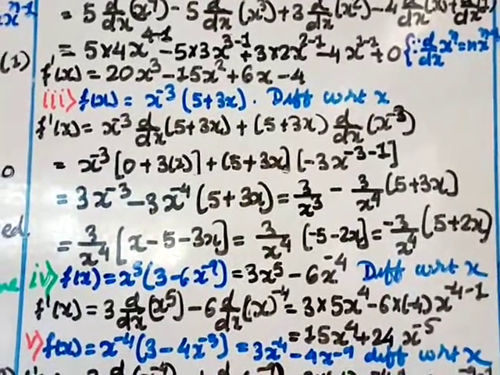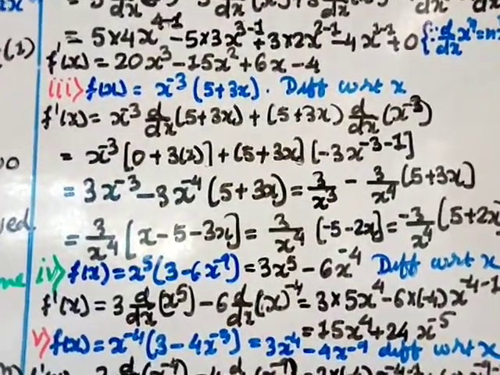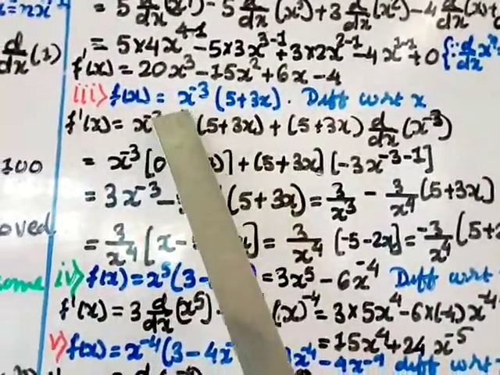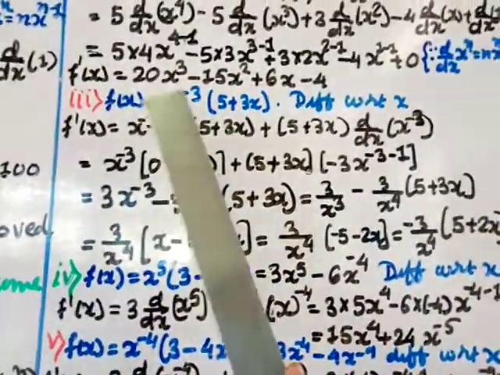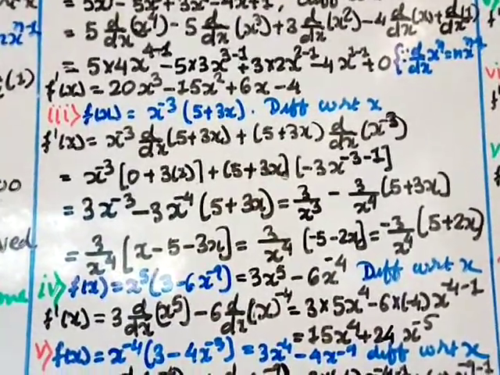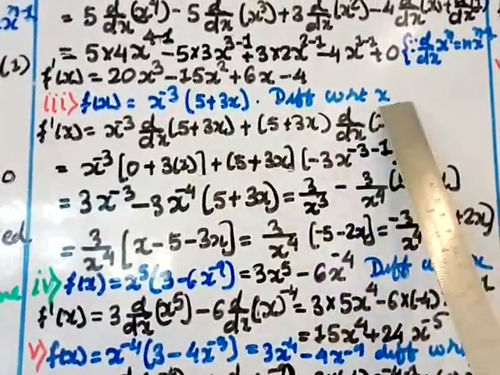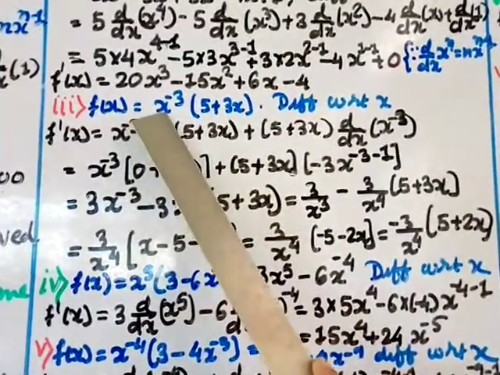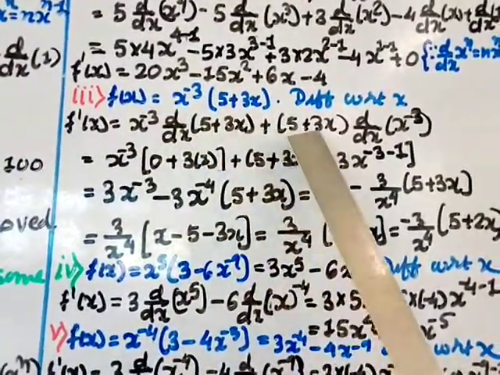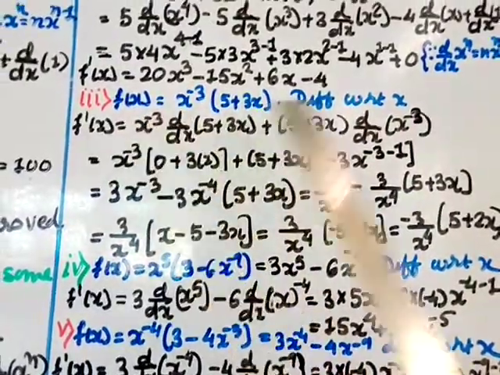Roman number 3, f x is equal to x power minus 3 into 5 plus 3x. So what we will do is, I will use u into v. You can open the bracket and solve this, making one polynomial. I shall do u into v. So differentiate with respect to x. The formula is keep one as it is and differentiate the other one, plus what you have differentiated keep as it is and differentiate which you have not differentiated.